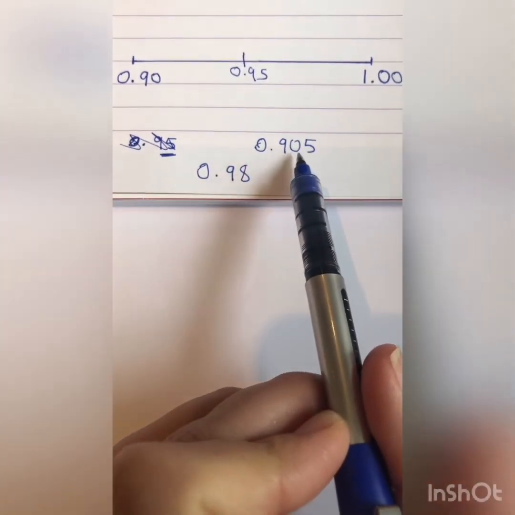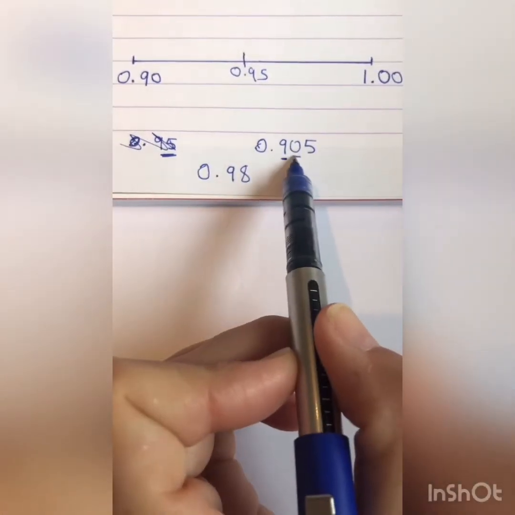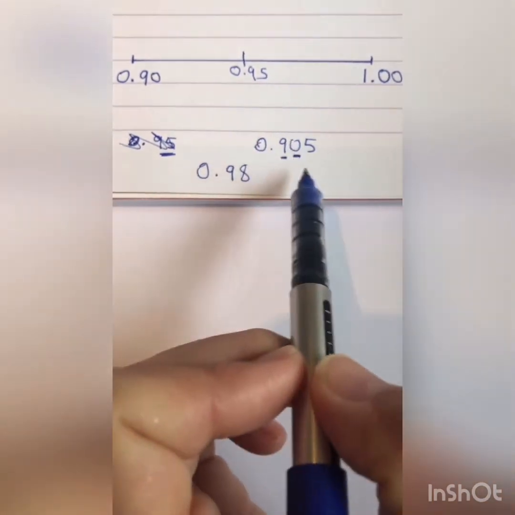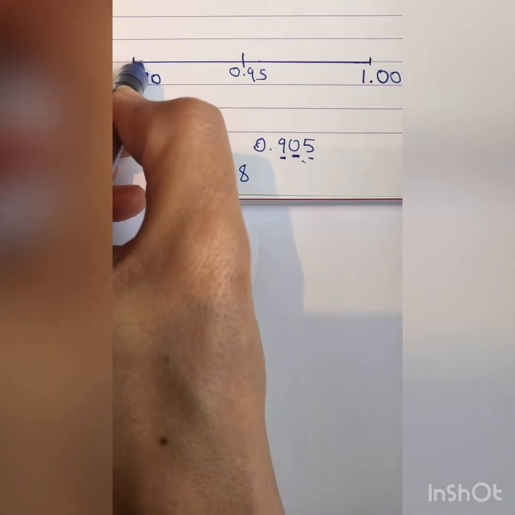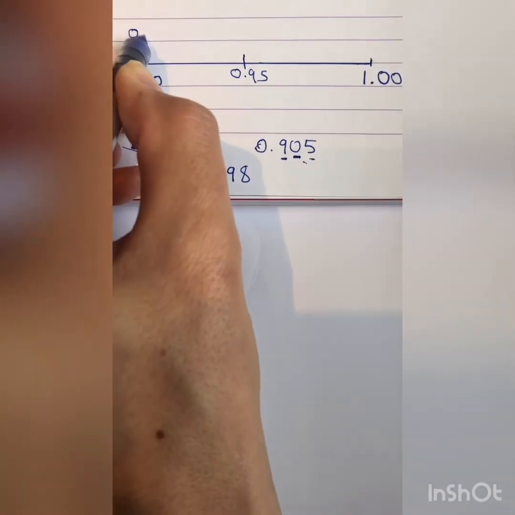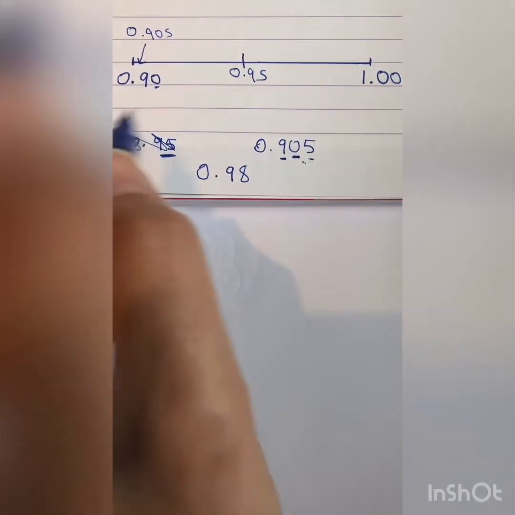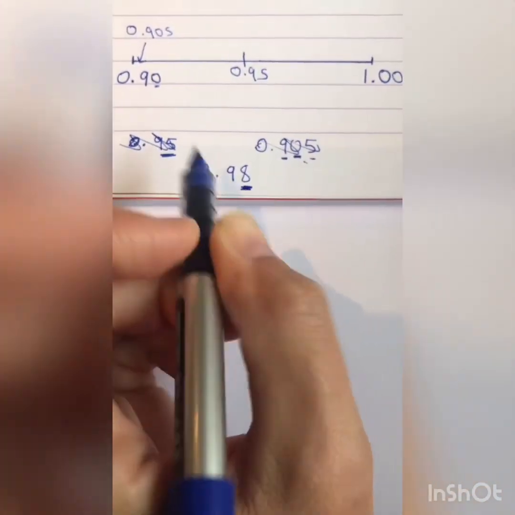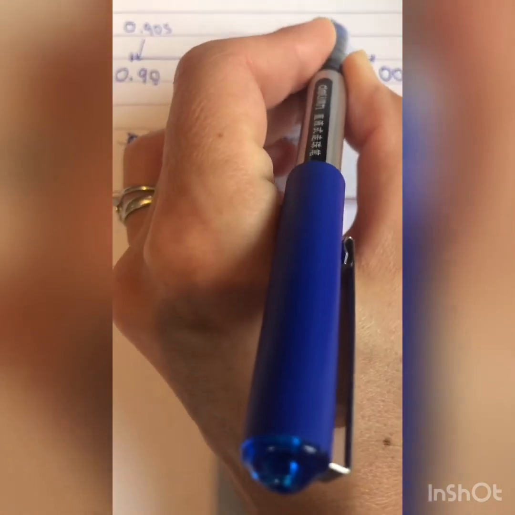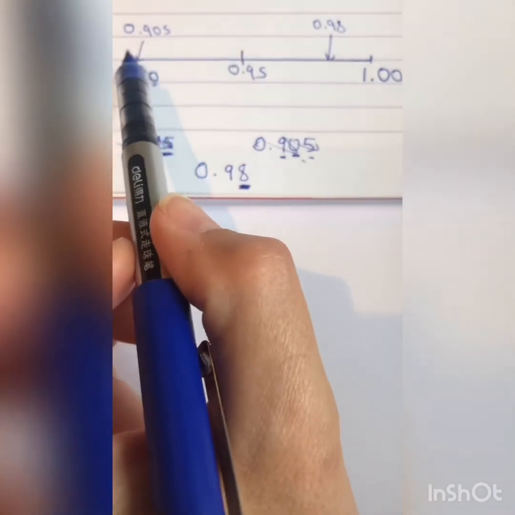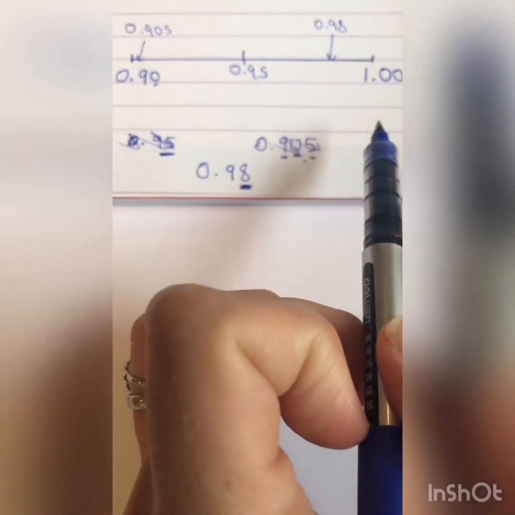This one is 0.905. Okay, that's got the same number of tenths as this, but it's got no hundredths. The previous one had 5 hundredths, so this one must be much lower down. So it's got 5 thousandths. This one must be really, really low down here. So 0.905 is there, because it's still got no hundredths like this number. And then 0.98, if that's 0.95, then 0.98 must be up here somewhere. So if I put them in ascending order, I have 0.905, 0.95 and 0.98.